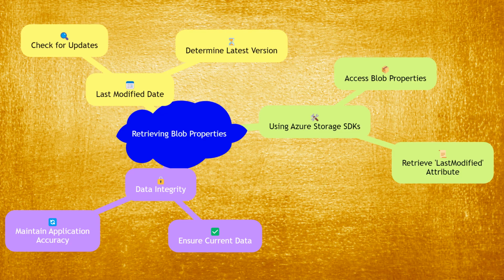In this example, we will retrieve properties of a blob to check its last modified date. Using Azure Storage SDKs, you can access the blob's properties and retrieve the last modified attribute. This information is useful for determining if the blob needs to be updated or if it is the latest version. Retrieving properties helps maintain data integrity and ensures that your applications are working with the most current data.